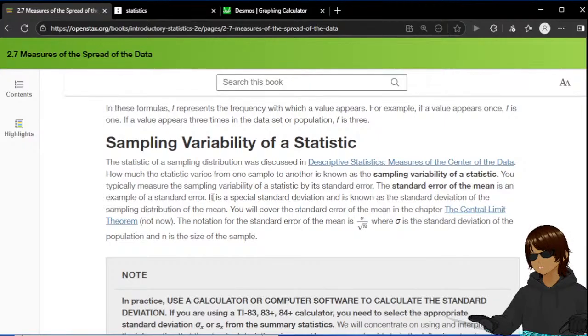We typically measure the sampling variability of a statistic by its standard error. The standard error of the mean is an example of a standard error. It is a special standard deviation and is known as the standard deviation of the sampling distribution of the mean. We'll cover the standard error of the mean in the chapter The Central Limit Theorem. The notation for the standard error of the mean is sigma over root n. Sigma is the standard deviation of the population and n is the size of the sample.